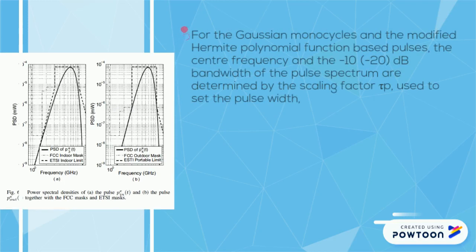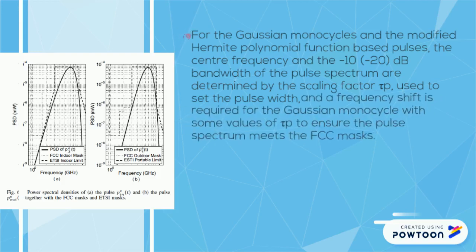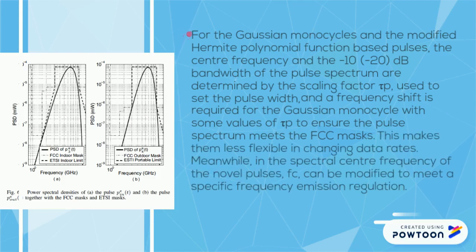For Gaussian monocycles and modified Hermite polynomial function, both the center frequency and the bandwidth of the spectrum are determined by the scaling factor tau p. And of course, some frequency shift is required to ensure the spectrum meets the mask, and this makes them less flexible in changing data rates. Meanwhile, our novel pulses can be modified through the spectral center frequency.